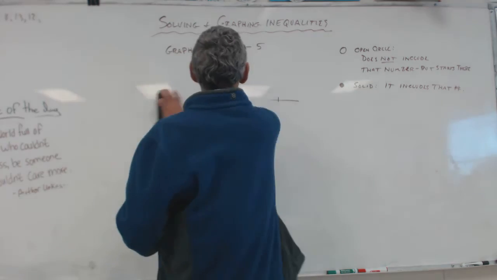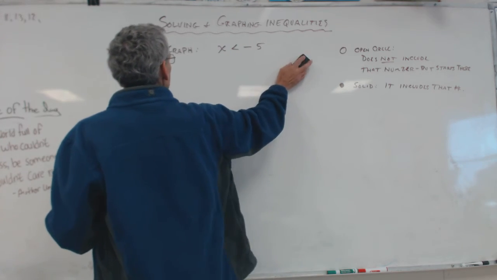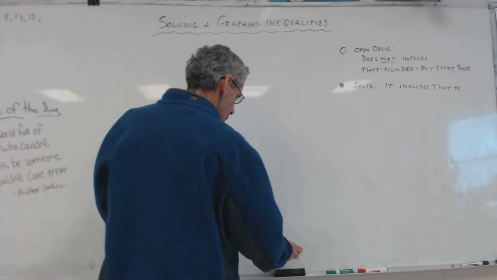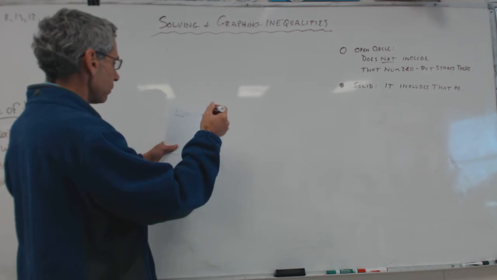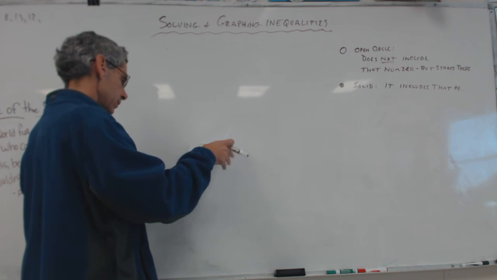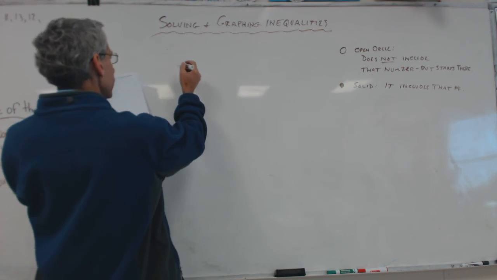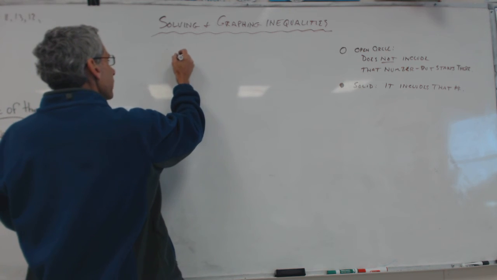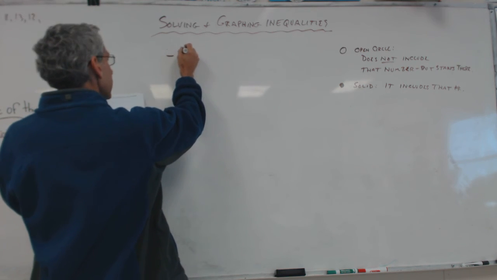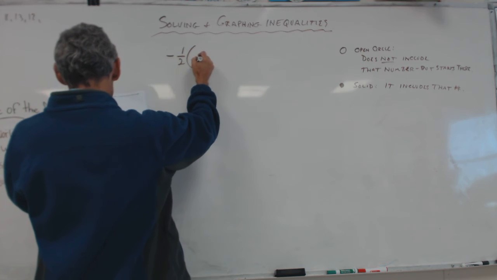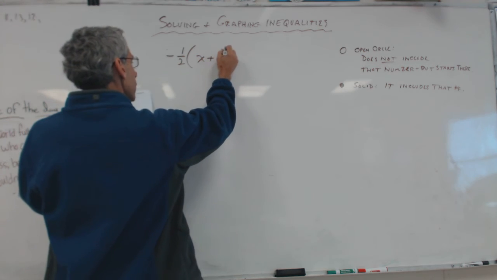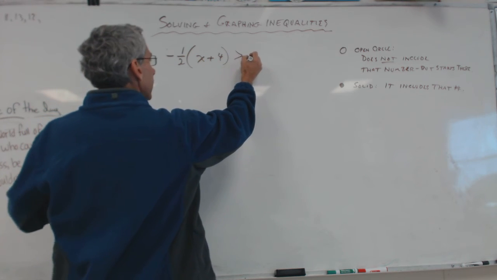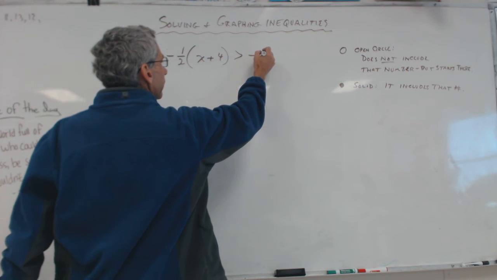So now you know how to graph them. So one last thing. I might give you a problem like this: -1/2 x plus 4 is greater than -6.